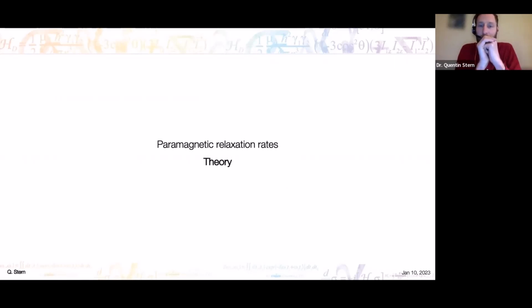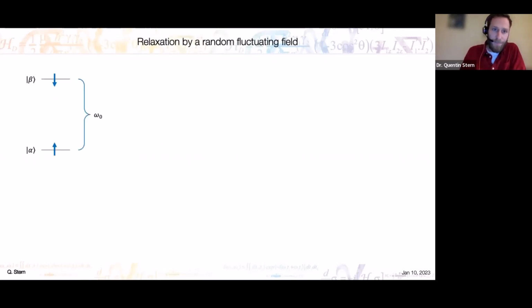So I'll be using the easiest model possible for relaxation, which is the random fluctuating field. So we will see the electron as a classical field acting on the nuclei and causing relaxation. To have T1 relaxation, you need transition between the alpha and the beta state, and this is caused by a random fluctuating field, as I said, in the simple model. And this field needs to be fluctuating at the Larmor frequency omega 0.